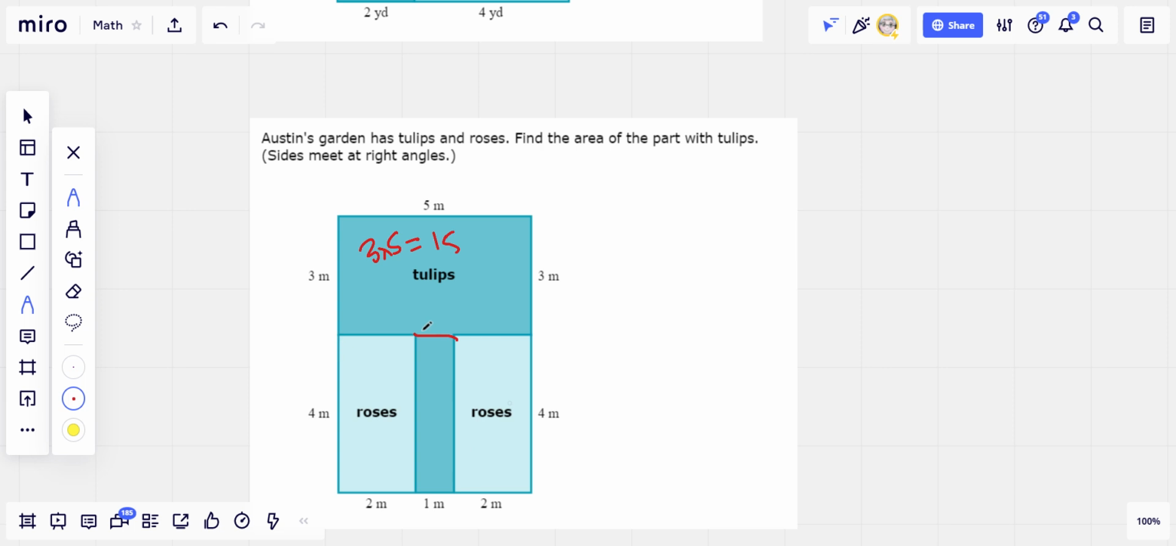Oh, it looks like it's the same length as the rose bed, and that's 4. And it's only 1 meter wide. So 4 times 1, that equals 4. That's a pretty easy way to do it. So 15 plus 4 then would be 19 square meters.